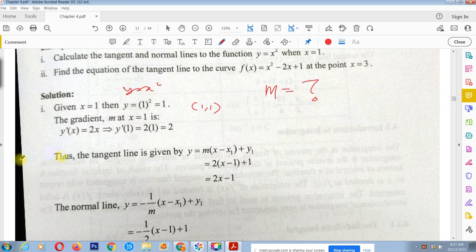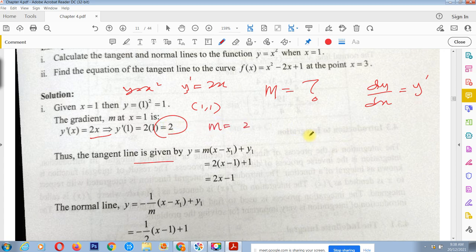And then for the gradient, we have y prime, which is dy/dx, similar to the symbol of y prime. So we differentiate y equals x squared, and we get y prime equals 2x. So 2x is our gradient. We put the point inside here, so we get the value of the gradient. So the tangent line is given by m equals 2.